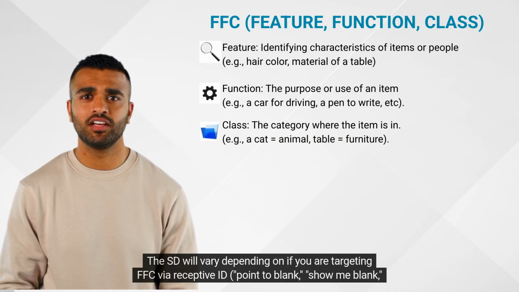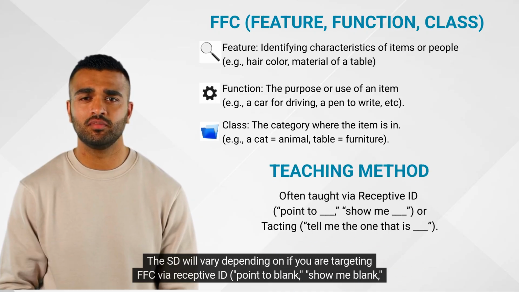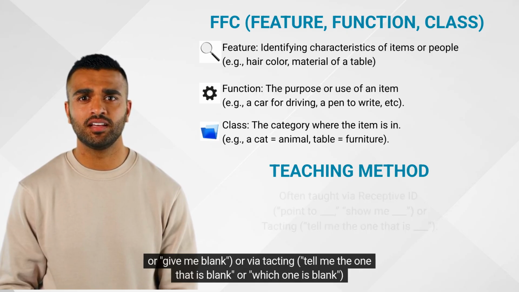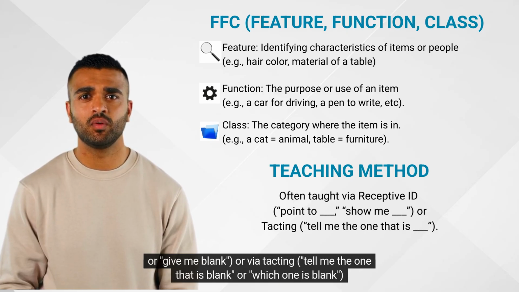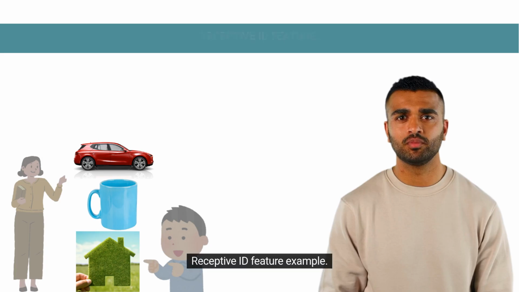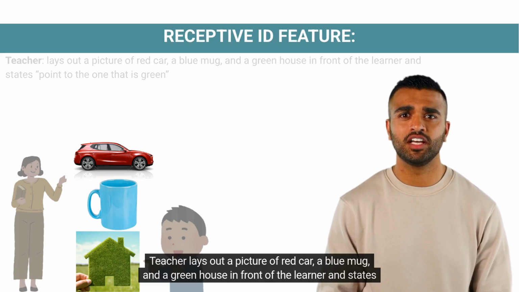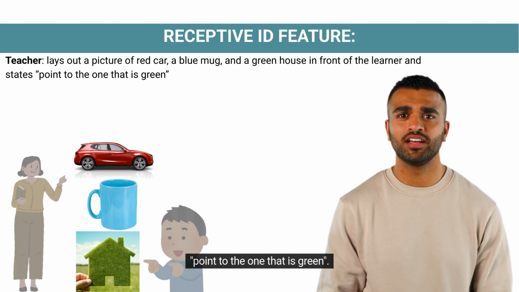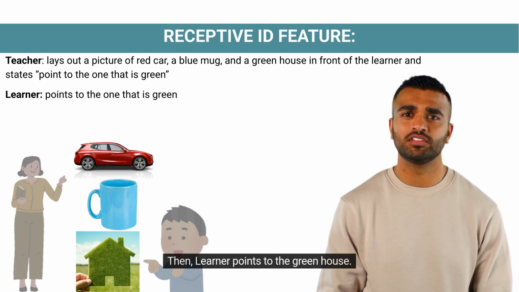The SD will vary depending on if you are targeting FFC via receptive ID, point to blank, show me blank, or give me blank, or via tacting, tell me the one that is blank or which one is blank. Receptive ID feature example. Teacher lays out a picture of a red car, a blue mug, and a green house in front of the learner and states, point to the one that is green. Then, learner points to the green house.